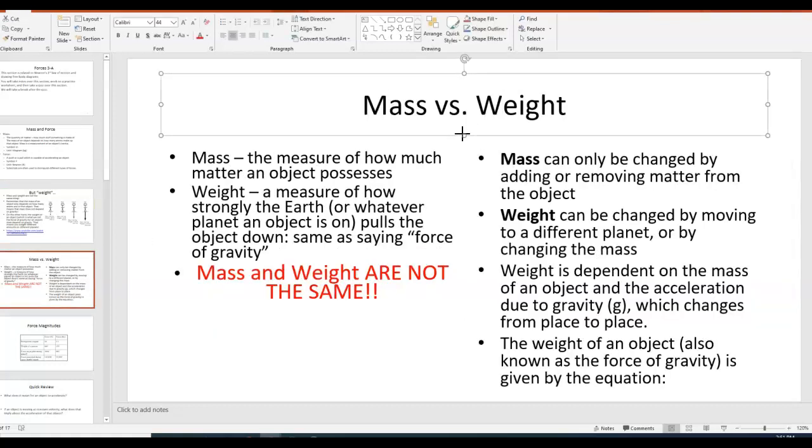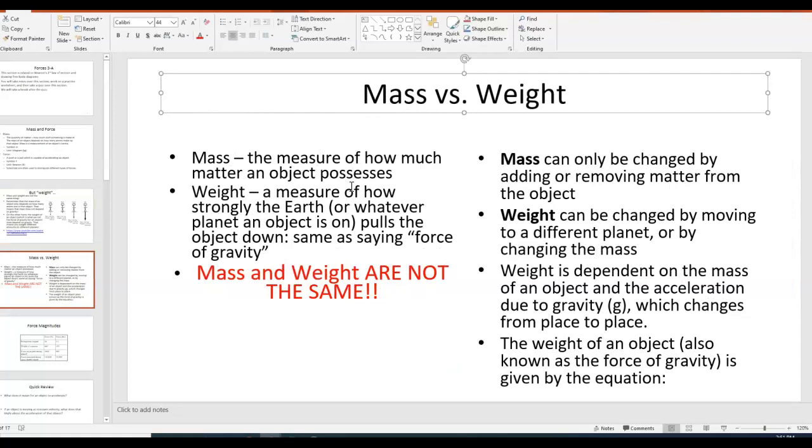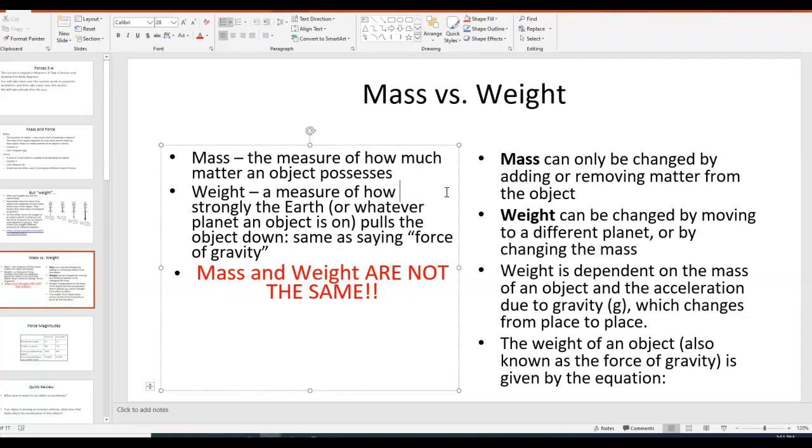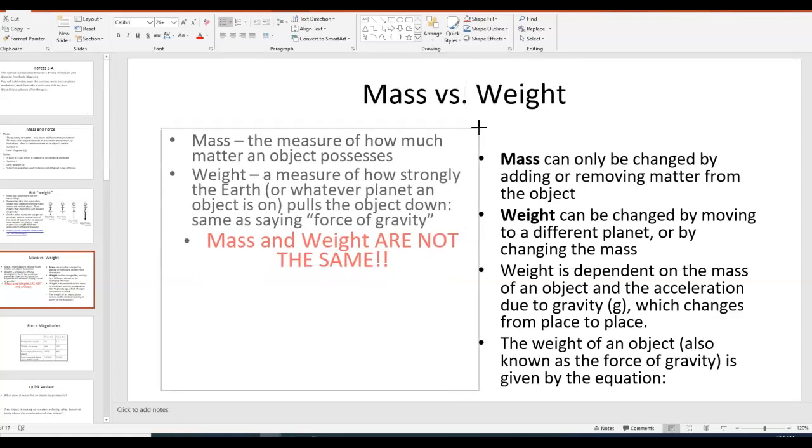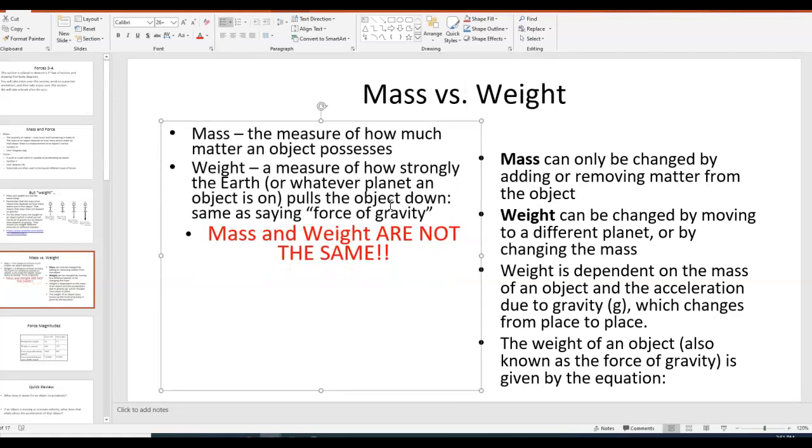This slide basically talks about the difference between mass versus weight again. Mass is a measure of how much matter an object possesses. Weight is a measure of the force that's pulling the object down because of gravity. So mass and weight are not the same thing.